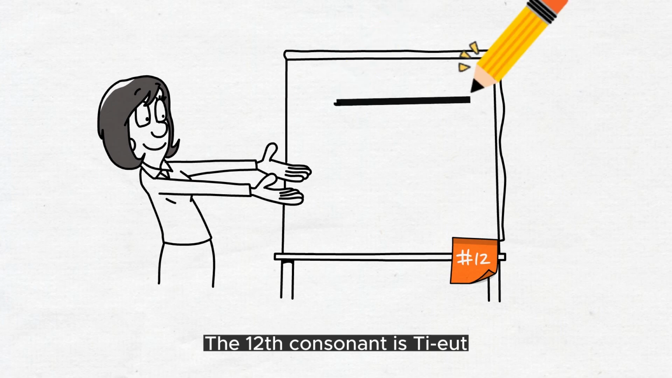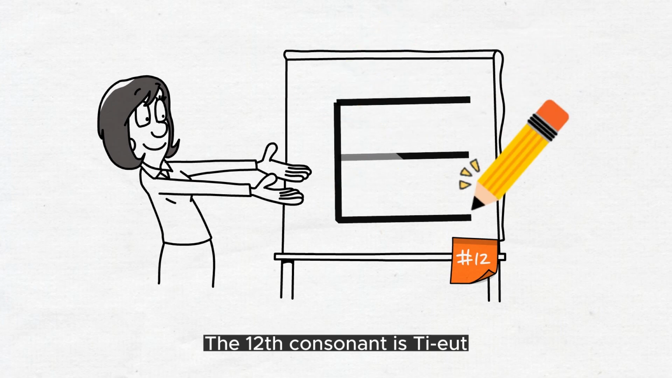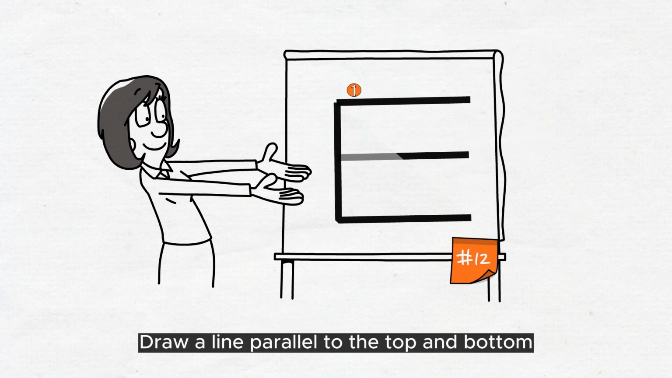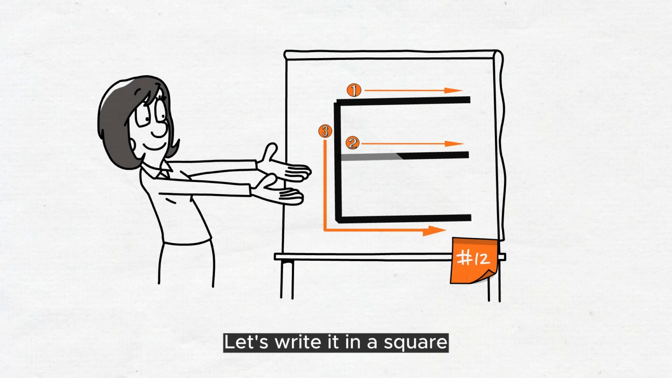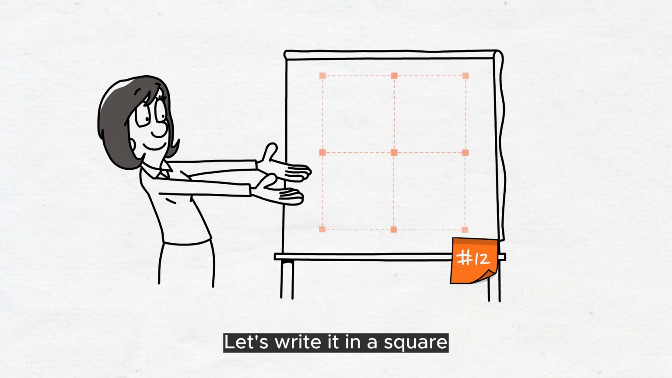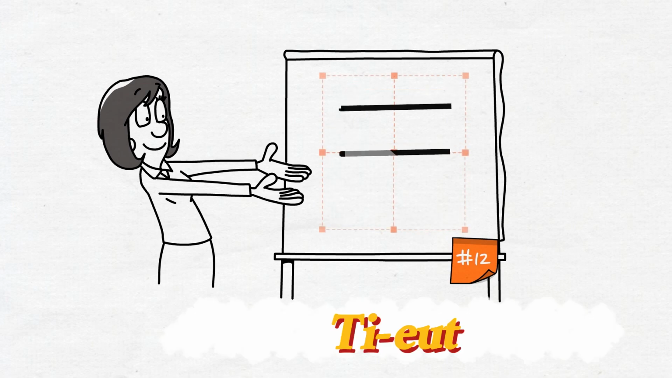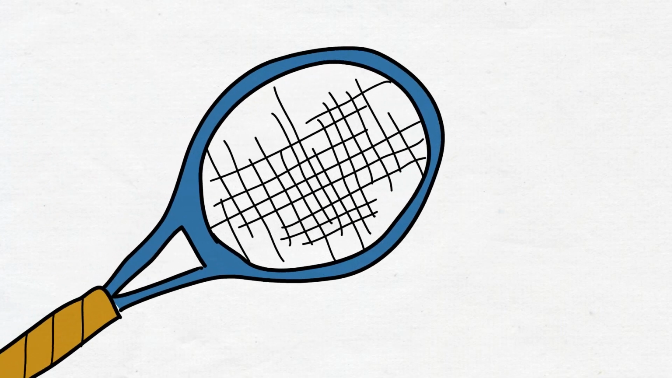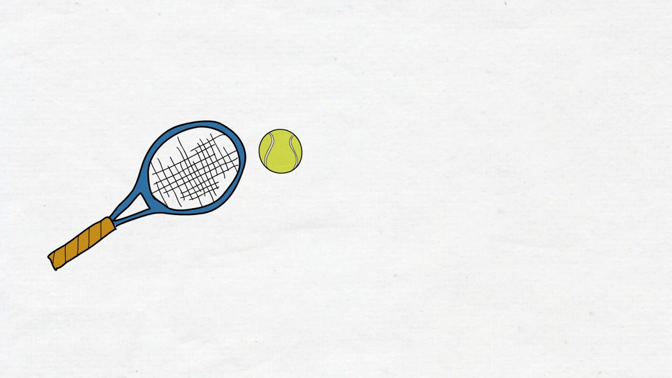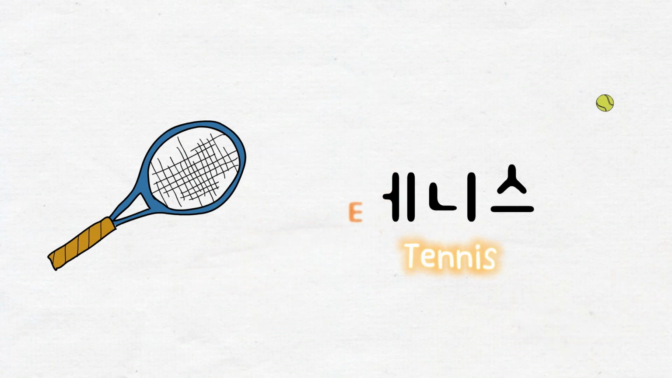The 12th consonant is 티읕. Draw a line parallel to the top and bottom, and connecting the two lines, write 니은. Let's write it in a square. The word that starts with 티읕 is tennis. 테니스.